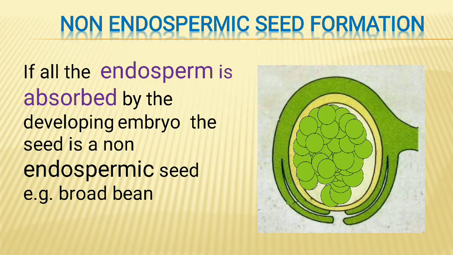We have already studied non-endospermic seed formation. If all the endosperm is absorbed by the developing embryo, the seed is a non-endospermic seed. See here in the diagram, there is no white portion, no white cells. White cells indicate endosperm here. All are embryo cells.